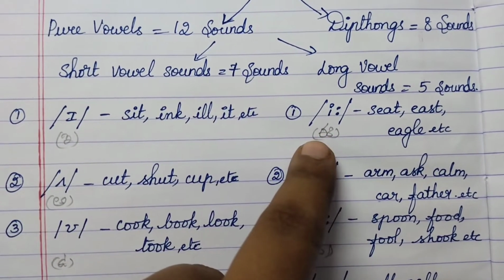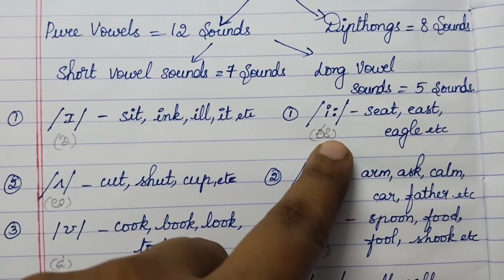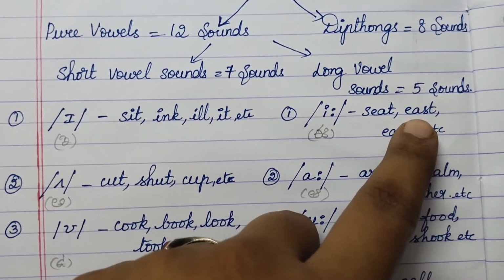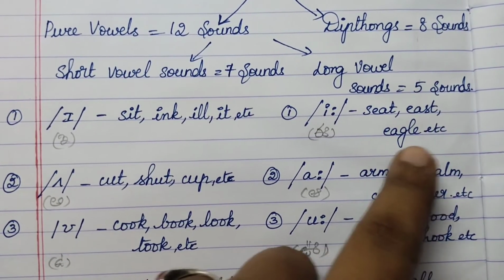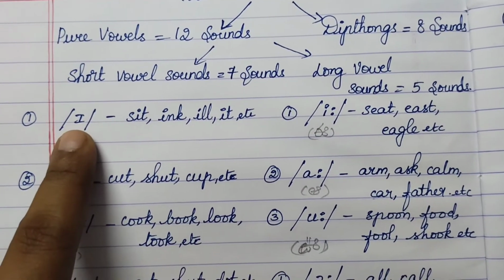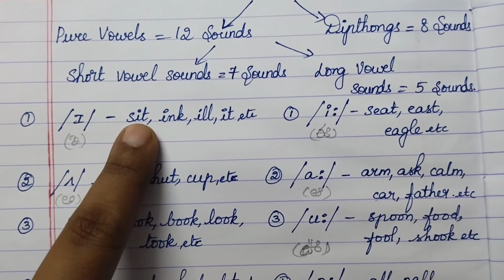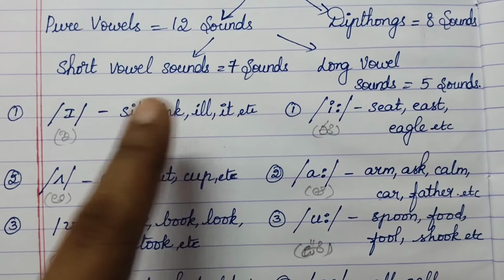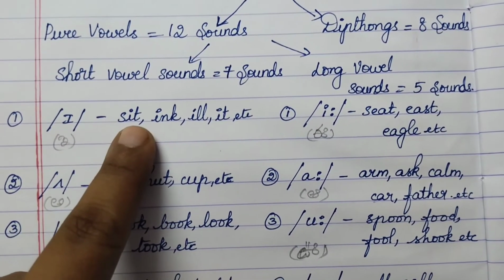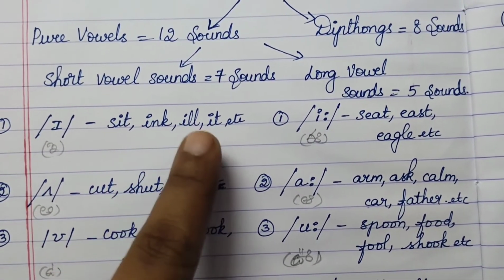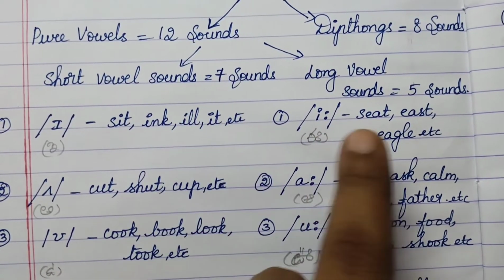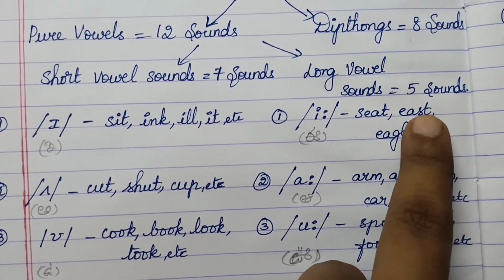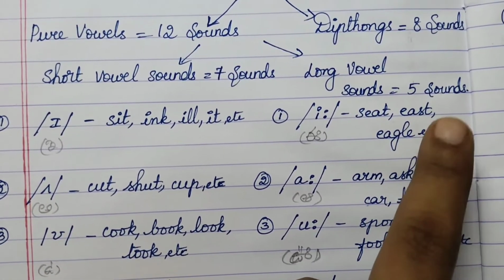Short, long. So, short E, long E. Seat, east, eagle, etc. We can't read them like seat, ink, eel, eat. We should not. So, this is the short vowel sound: sit, ink, ill, it. This is the long vowel sound: seat, east, eagle. Is it clear?